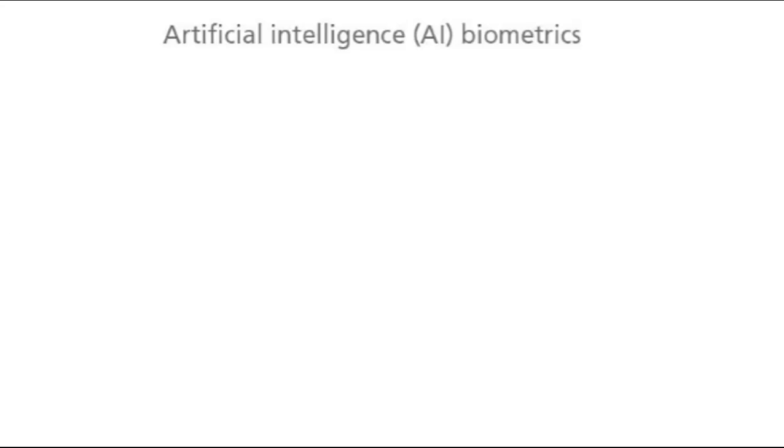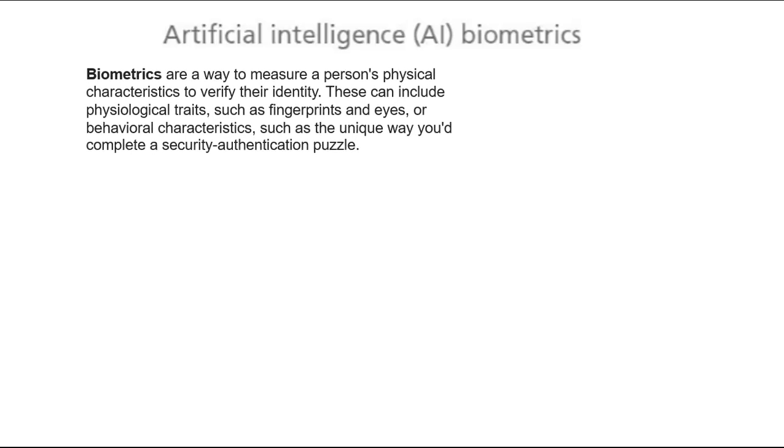Now I will discuss biometrics. Basically, what is biometrics? Biometrics are a way to measure a person's physical characteristics to verify their identity. These can include physiological traits such as fingerprints and eyes, or behavioral characteristics, such as the unique way you would complete a security authorization puzzle.